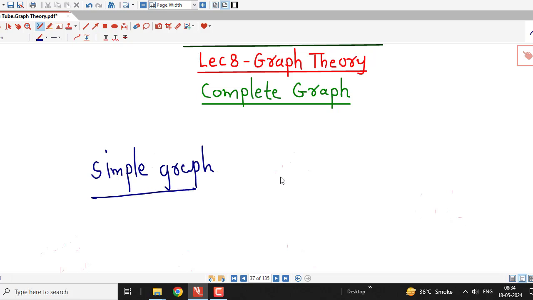A simple graph in which every pair of distinct vertices, say Vi and Vj, must be joined by an edge. If every pair of distinct vertices is joined by an edge in a graph, then the graph is called a complete graph. So if I consider two vertices, then I have to join V1 and V2. This is the complete graph with two vertices.